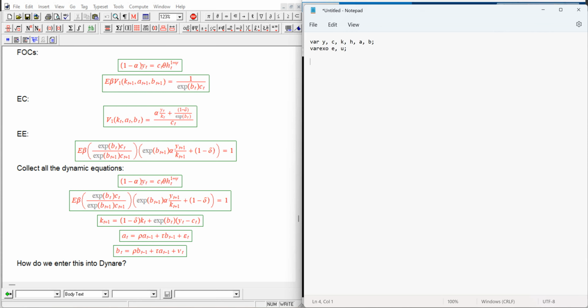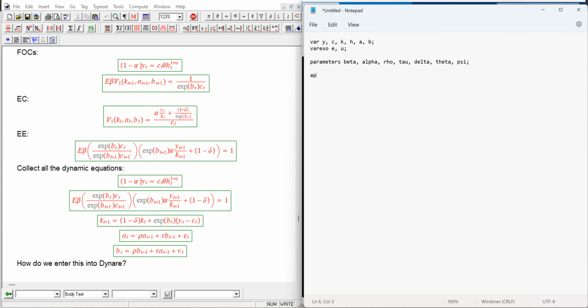Next, we have to tell it what are the parameters. And what do we have? We have the discount factor beta. We have alpha from the production function. We have rho, and we have tau. We have delta, we have theta, and we have psi. So that's our list of parameters. Then we have to give them values.